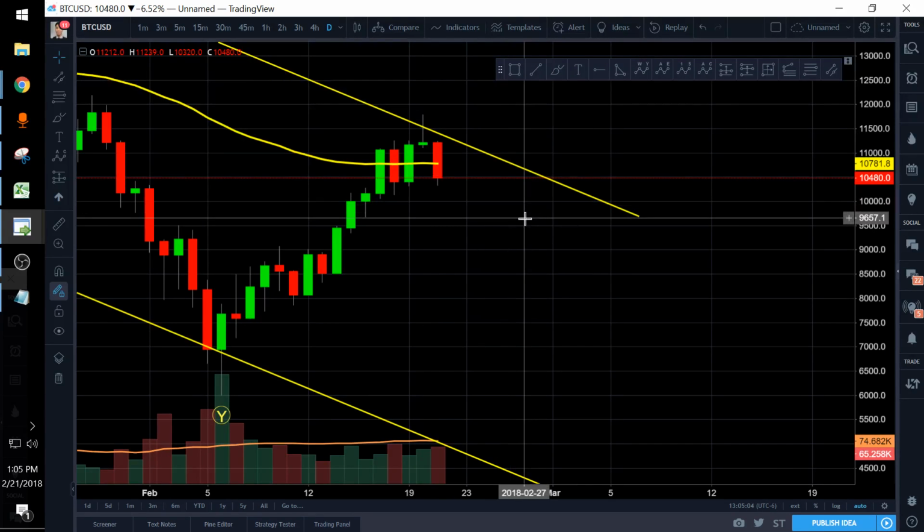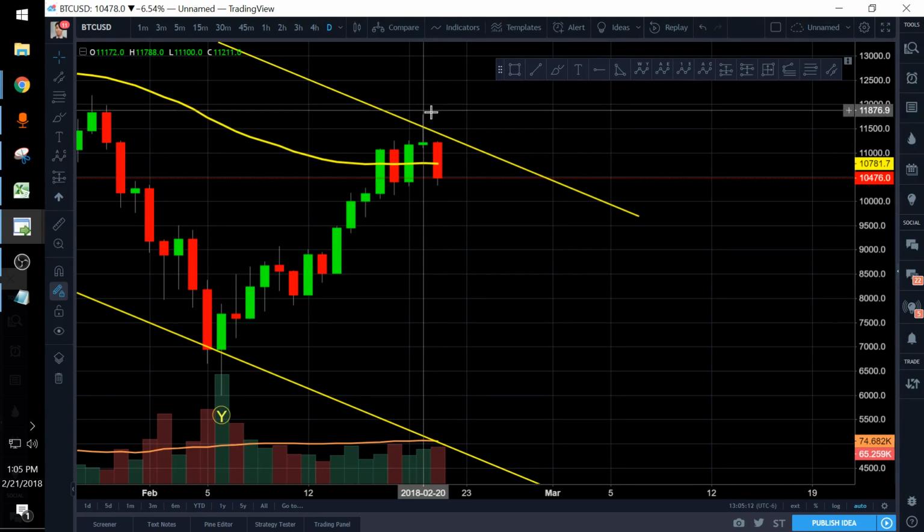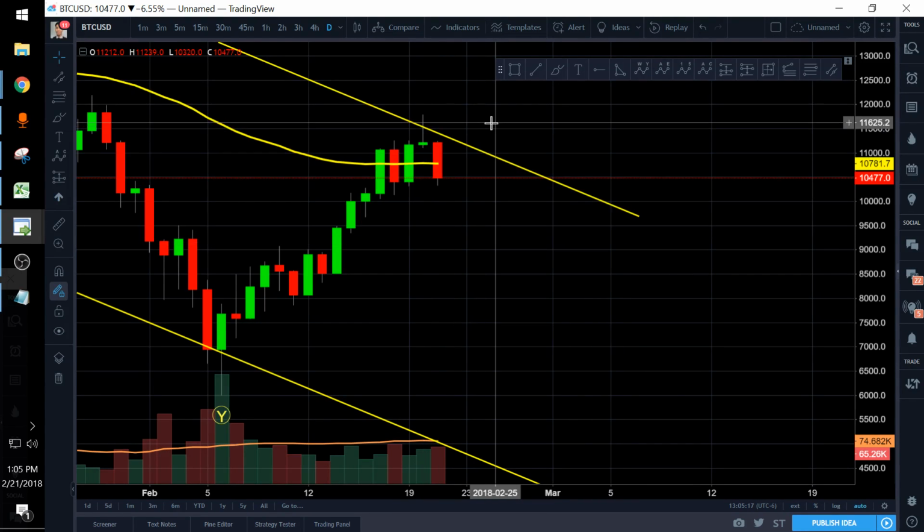The psychology behind a shooting star is that the bulls have attempted to break a resistance point, and then what ends up happening is they get trapped, right? And then the bears end up pushing them all the way back down. So literally, think of a shooting star candle.